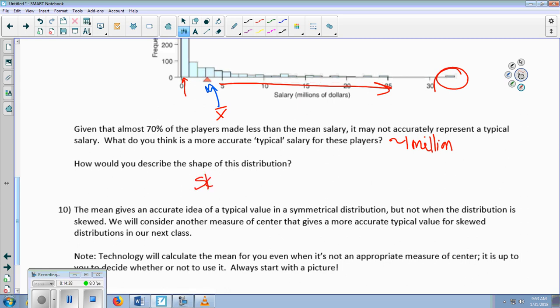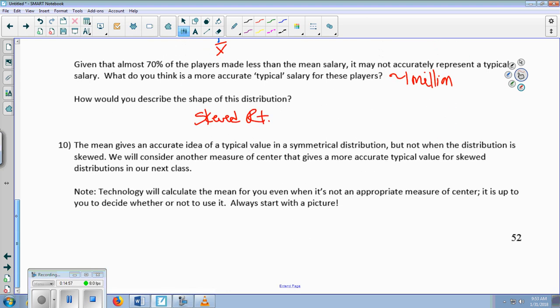So this is skewed right. Again, we're just emphasizing the idea that the mean is not a useful measure when we're talking about skewed data sets or if we have outliers. So the mean gives an accurate idea of a typical value in a symmetrical distribution. I've said this several times, so you can see this is a really important idea.